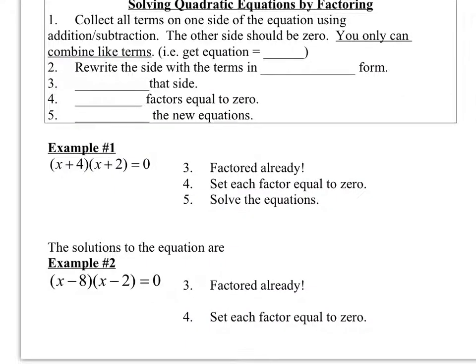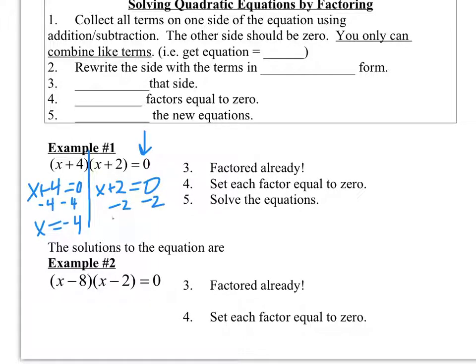So let's look at our first example. We need it to be equal to 0, which it is. It's already been factored because it's been rewritten as multiplication. So now we're going to split it, set it equal to 0, and solve each of the equations. So x plus 4 equals 0, and x plus 2 equals 0. And now we have two itty-bitty equations to solve. So minus 4 on the left, and we get x equals negative 4. Minus 2 on the right, and we get x equals negative 2. So I have two solutions, negative 4 and negative 2.